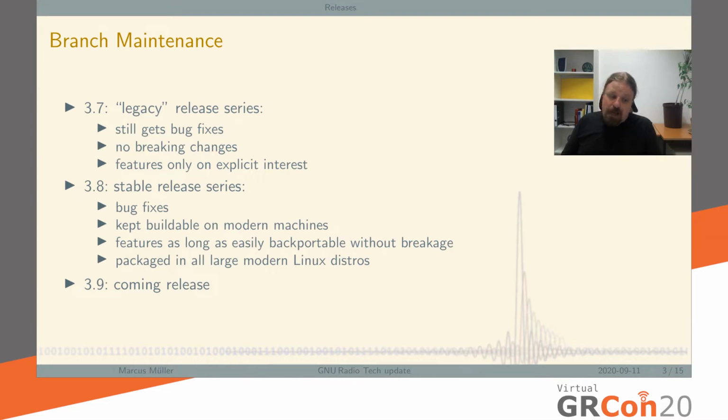So that is our legacy release, and we have the 3.8 stable release series, right? Whatever you're doing with GNU Radio, if in doubt, you probably want to install a GNU Radio from the 3.8 series. These releases get all the bug fixes. We're making sure that 3.8 is available on next year's current machine, and still available on next year's current favorite Linux distro. If features are easily portable from master to 3.8 without breaking anything, well, there are going to be new features. And the good thing is it's basically packaged for all major Linux distros, so it's really easy to install.